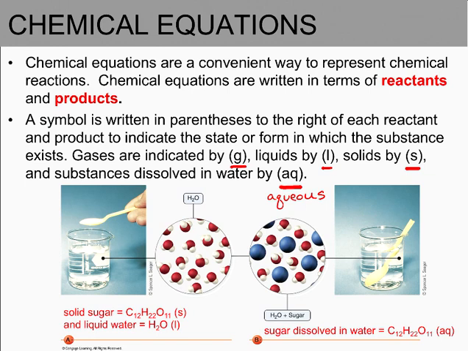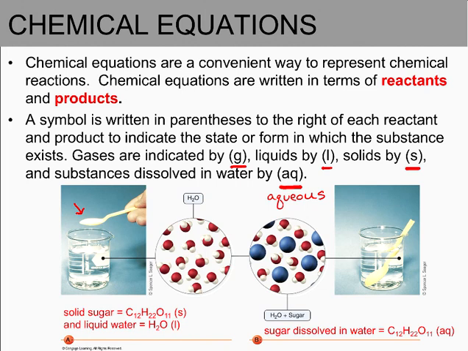So down below we have an example of sugar that's originally by itself as a solid. So it's in this spoon here. So we would write the chemical formula for sugar, C12H22O11, and then put a lowercase s in parentheses next to it. And then we also have a beaker of water. So water would be represented by H2O, and it's a pure liquid, so we would put a lowercase l in parentheses next to that.